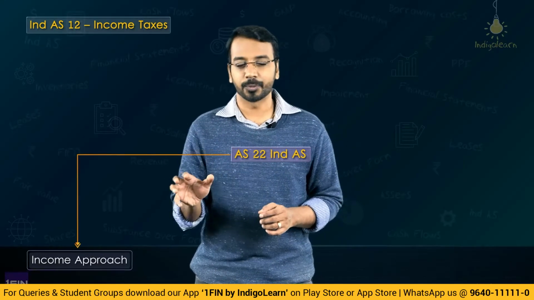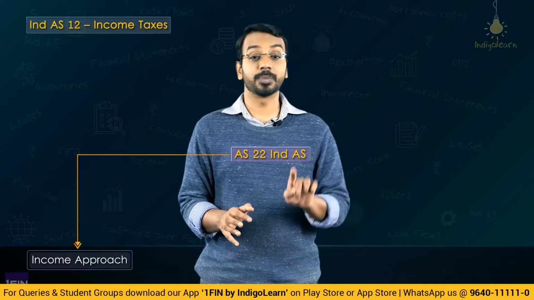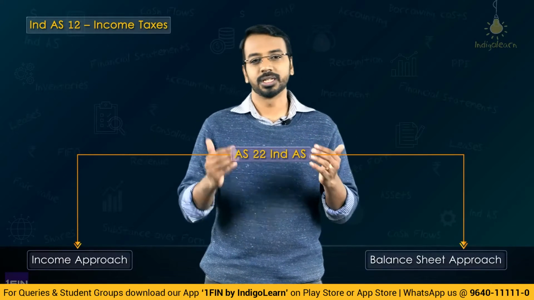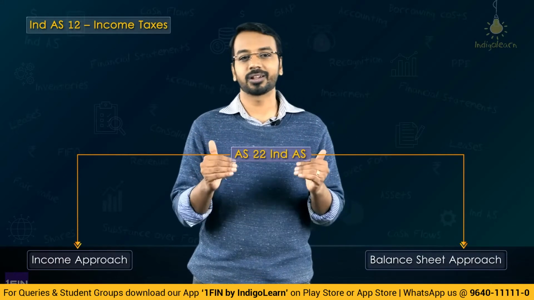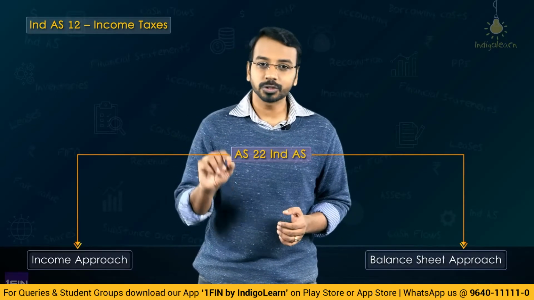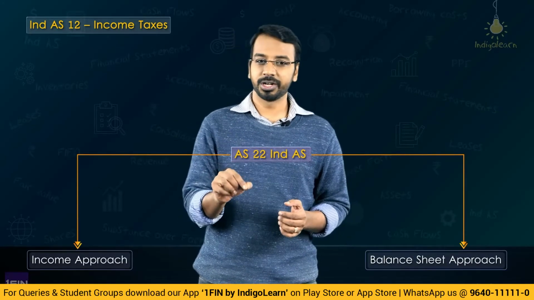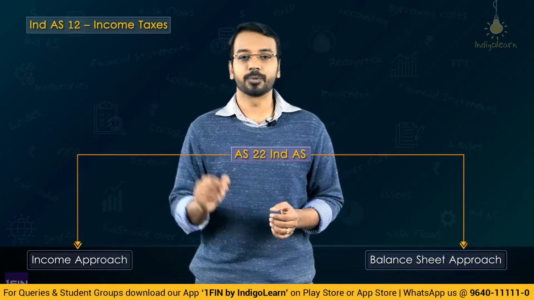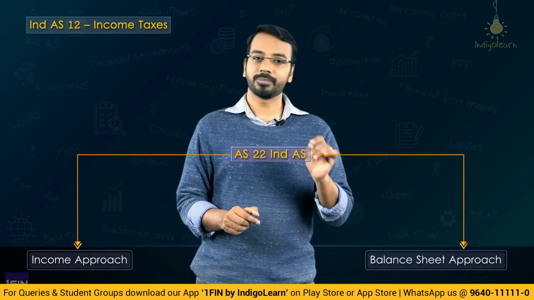The first thing is the fundamental difference between AS 22 and Ind AS 12. AS 22 was based on income approach and Ind AS 12 is based on the balance sheet approach. The ultimate amount of deferred tax asset or liability that you will calculate will be same, but the approach of calculating is different. AS 22 is based on income approach, Ind AS 12 is based on balance sheet approach.